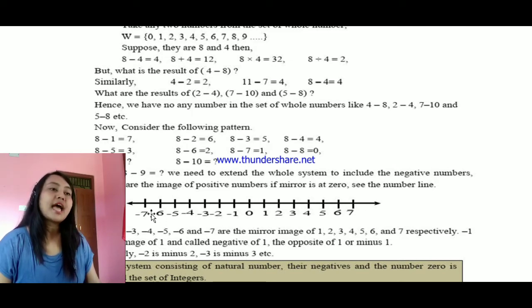Each positive number has its negative also, and there is a 0 also, which is known as the point of reference. So the system consisting of natural numbers, their negatives and the number 0 is called the set of integers.